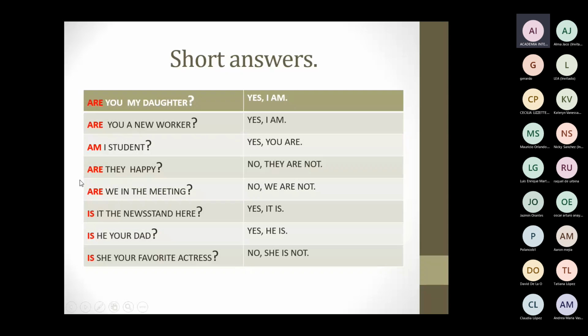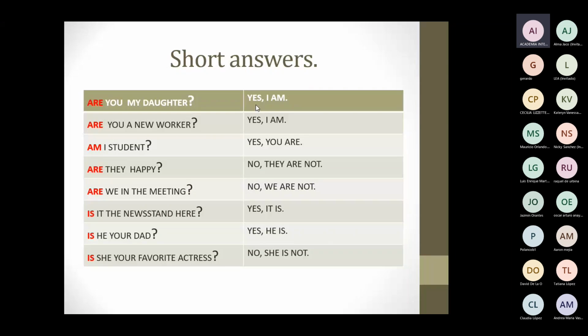And in this part, you can see that all these are questions. All these are questions in English, okay? At the beginning, you can see the verb to be, and after the verb to be, there is a personal pronoun. It's because they are questions. And here we have short answers. Okay, right now we are going to practice a little bit.